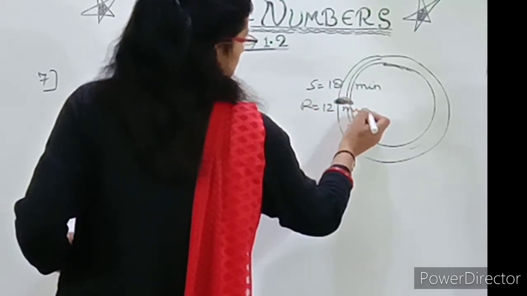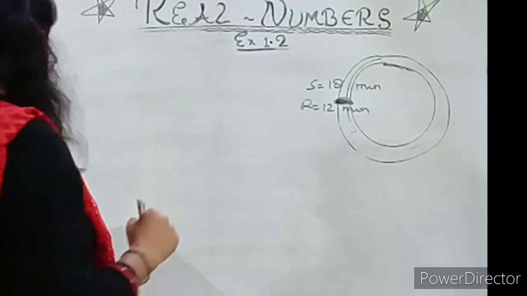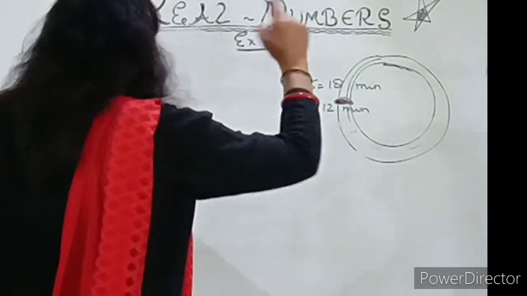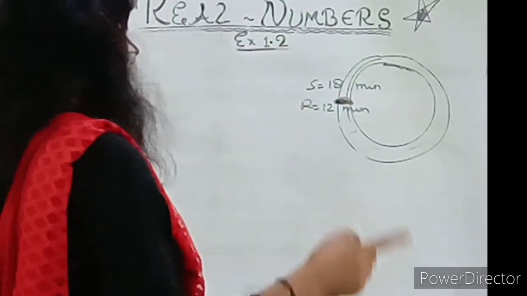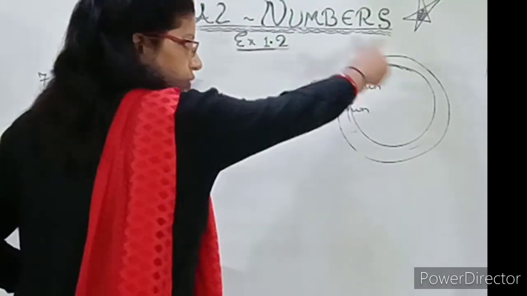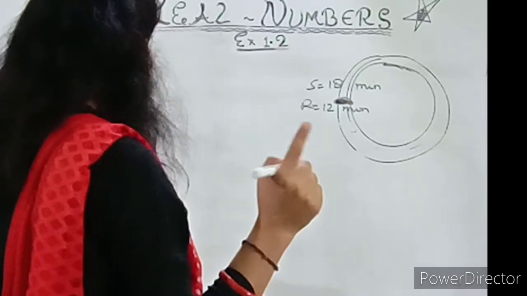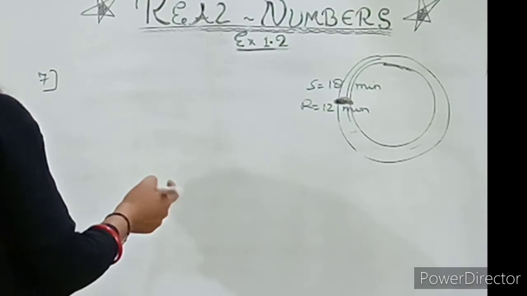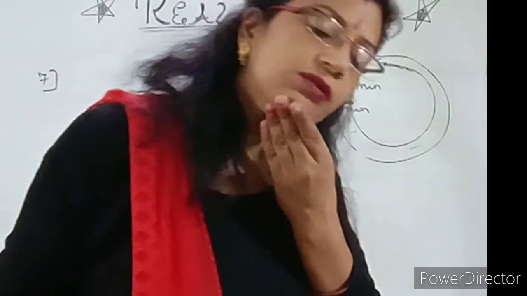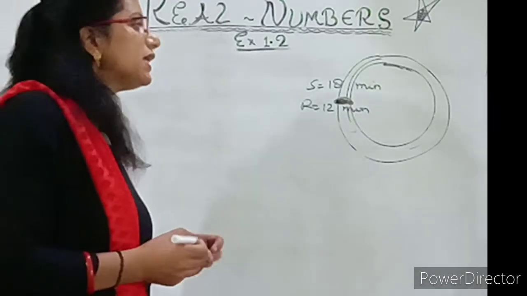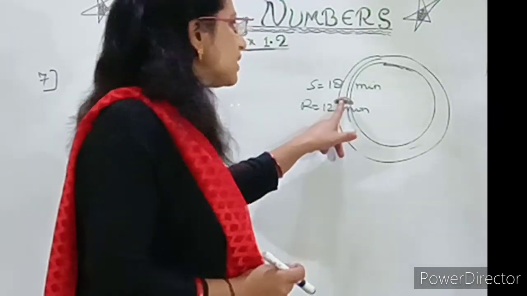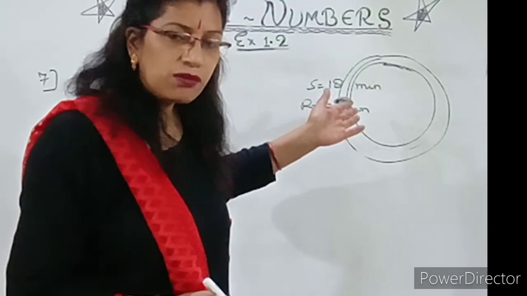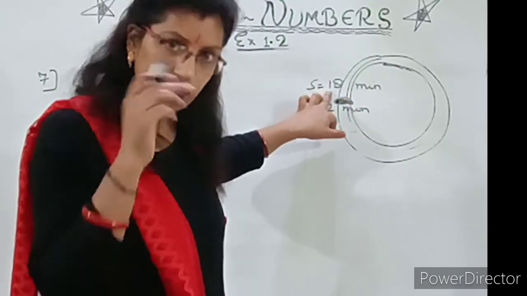Ravi takes less time for 1 round. Suppose they both start from the same point, at the same time, and go in the same direction. After how many minutes do they meet again at the starting point? So definitely, if one takes 12 minutes and the other takes 18 minutes, they will meet in more minutes, not in fewer. They will meet in more time than 12 and 18 minutes.